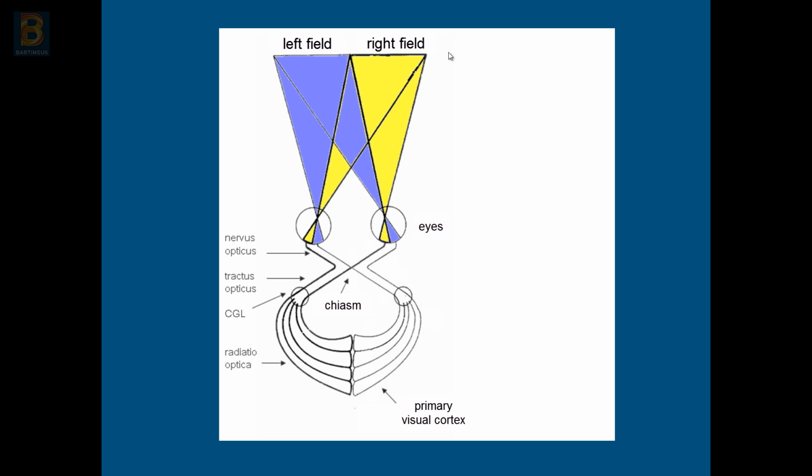The signals of the right half field, here shown in yellow, will end up for both eyes in the left part of the brain. Oppositely, the signals of the left half field will end up in the right part of the brain.